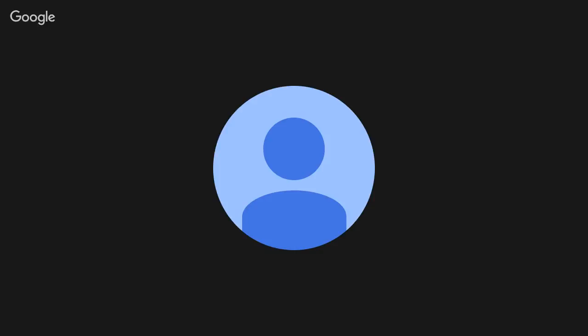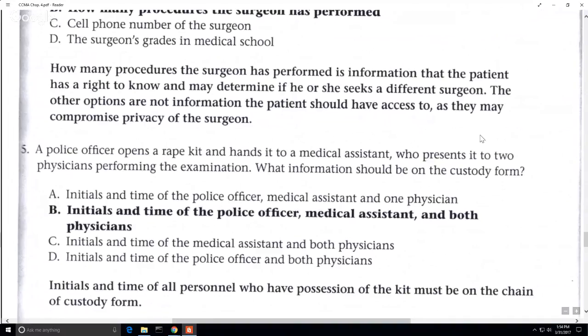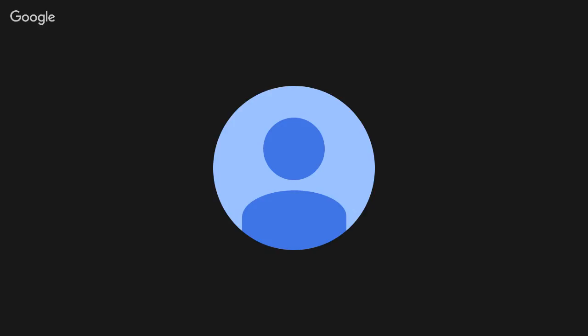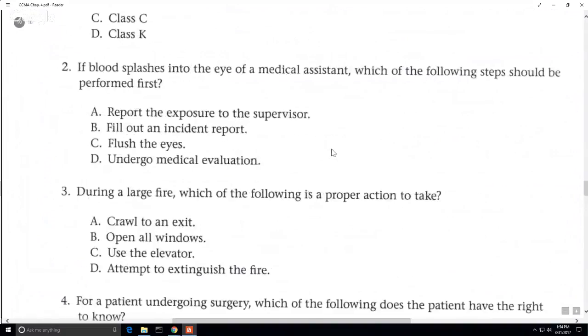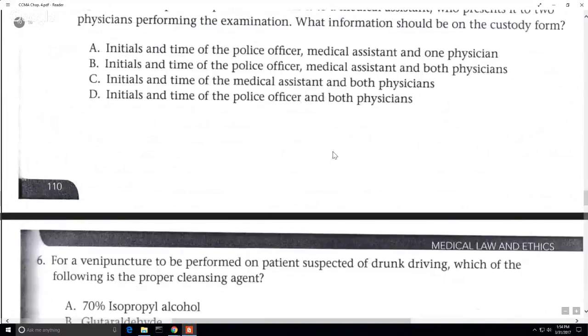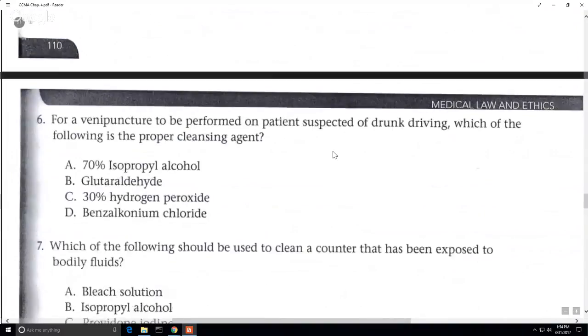Okay, let me go back. A police officer opens the rape kit. Let me see. Yeah, it's B. Initials and time of the police officer, medical assistant, and both physicians. So my first answer was right, B. Everybody who touches it signs it. This is legal. It's called chain of custody. I've done many chain of custodies, but I never did the rape kit.